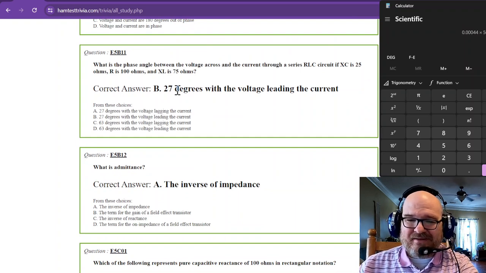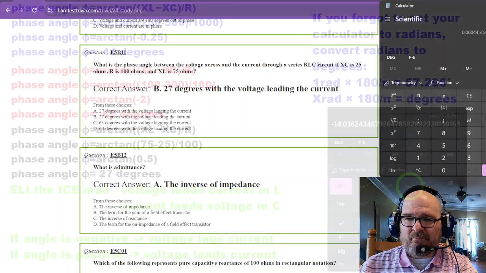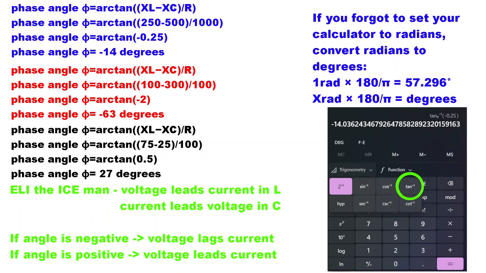Now, this one is a little bit different because now voltage is leading the current. Well, why is voltage leading the current? If you go back and look at my wonderful math, the last one's in black. See, right here, the inductor is the bigger of the two. 75 minus 25 divided by 100 gives you an arctangent of 0.5 or 1/2, and that gives us a positive 27 degrees. If the angle is positive, voltage leads the current.